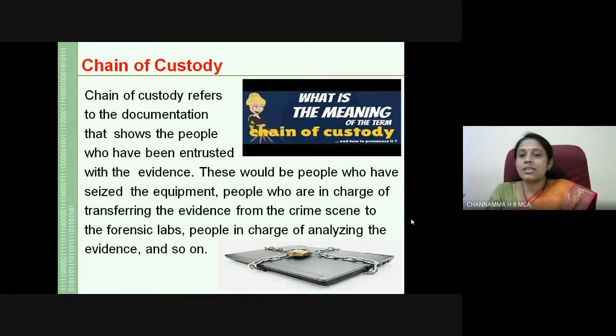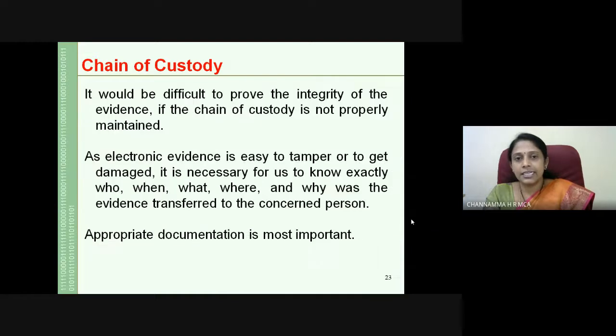In the same manner, because digital data is very volatile and fragile, it can be altered easily, and it gets altered or damaged very easily. So special care must be taken while investigating. In the chain of custody, it is very important to prove the authenticity and integrity of the digital data.